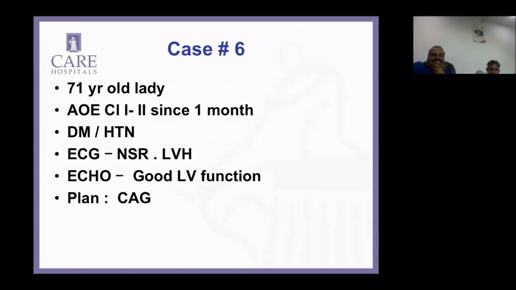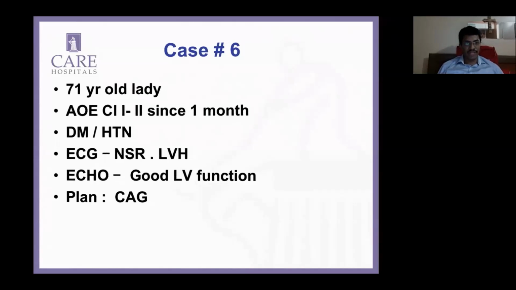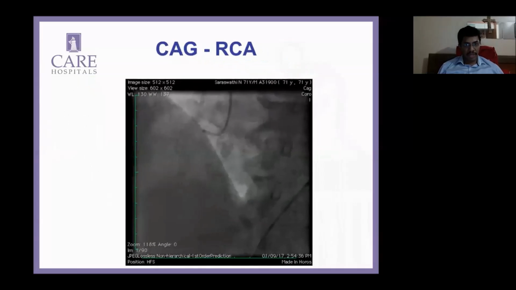Okay, sir. So, a 71-year-old lady with angina, class 1 to 2 since 1 month, just started on medication. She's diabetic, hypertensive, LVH on the ECG, LV function is fine. And since she had angina, she went ahead and had an angiogram.